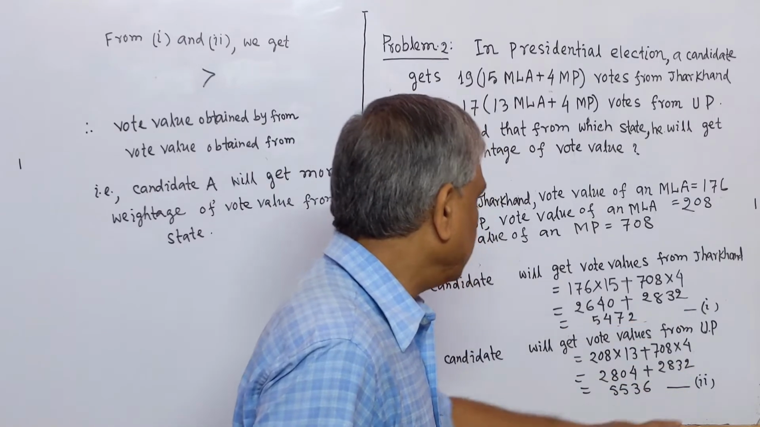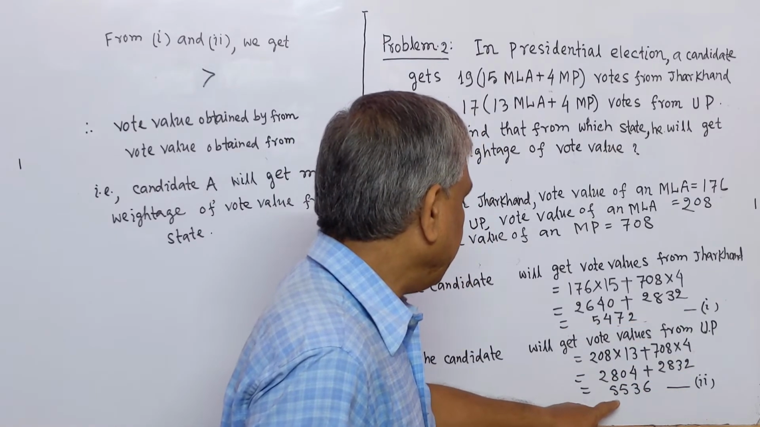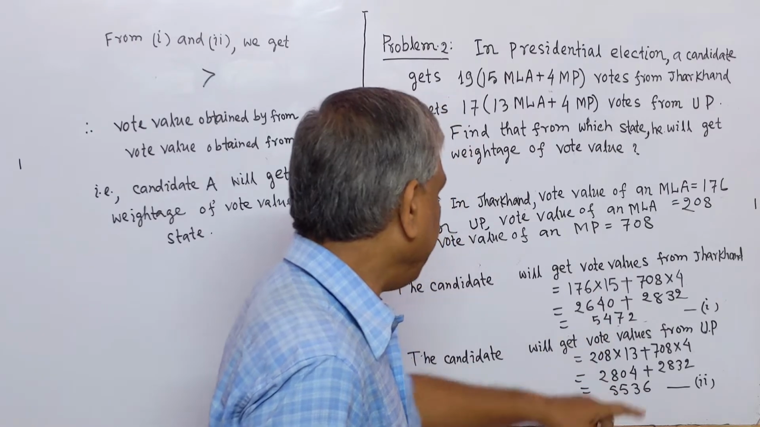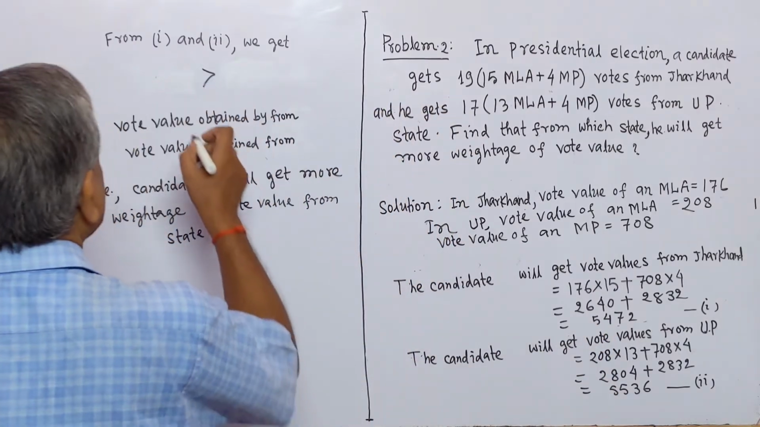From 1 and 2 we get that 2 is greater than 1. Since here we have 5536.